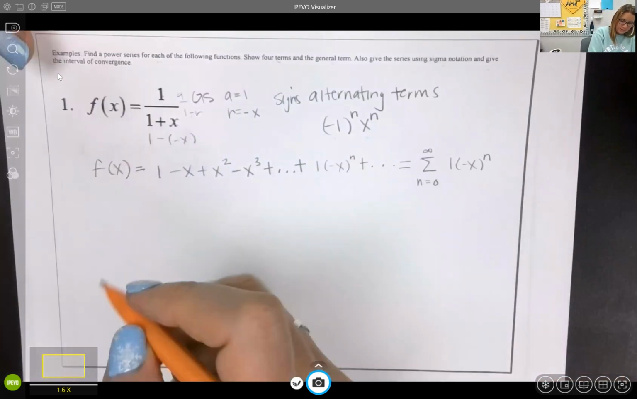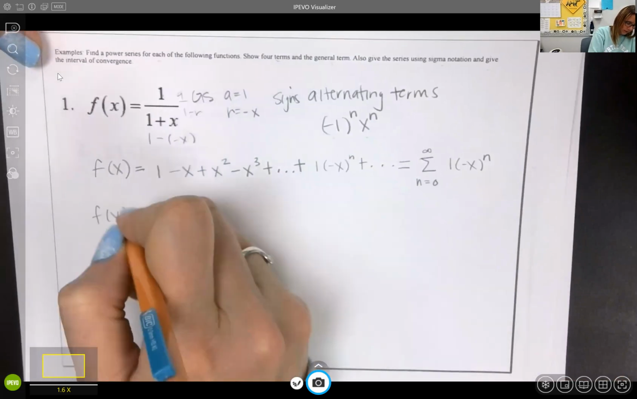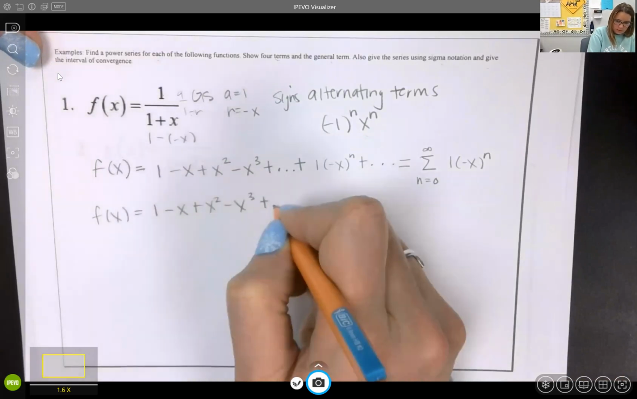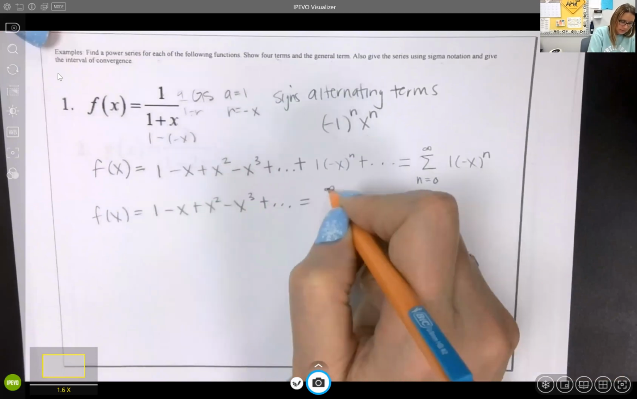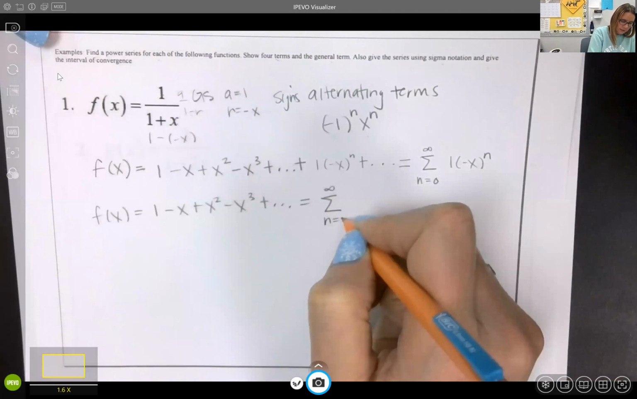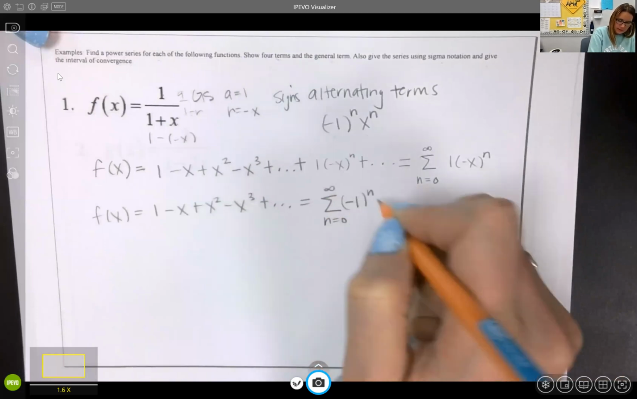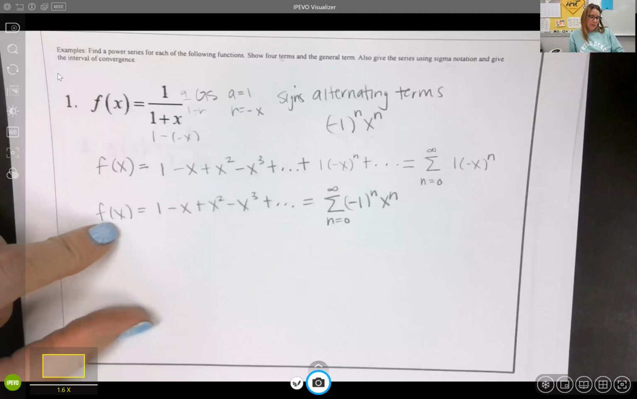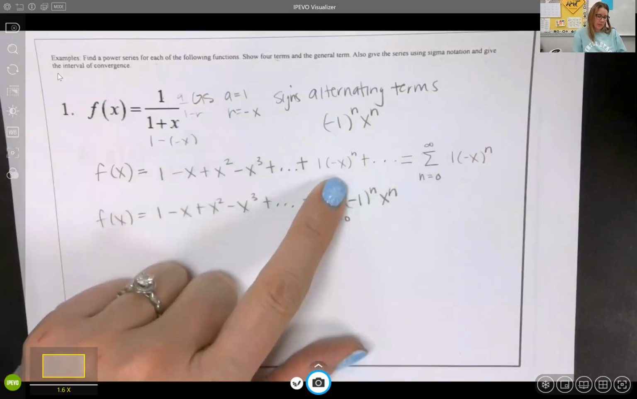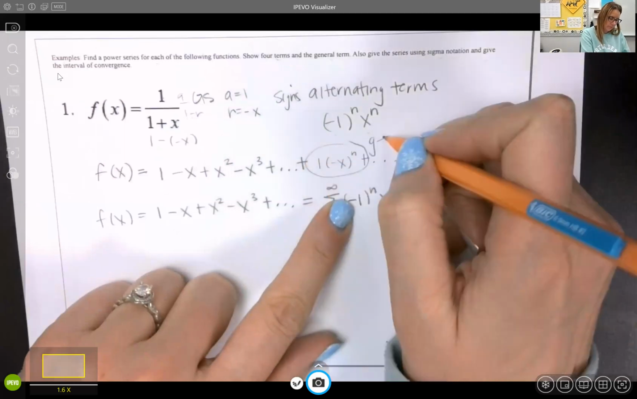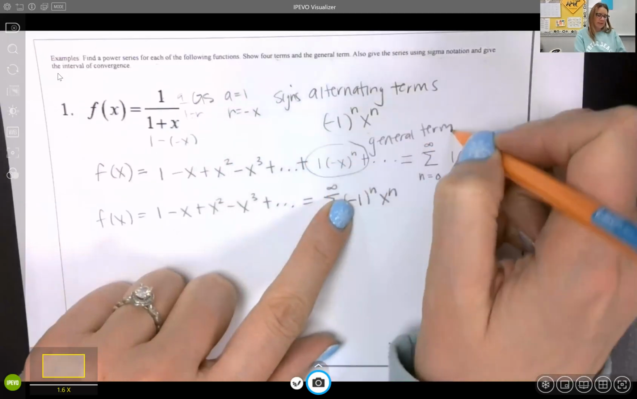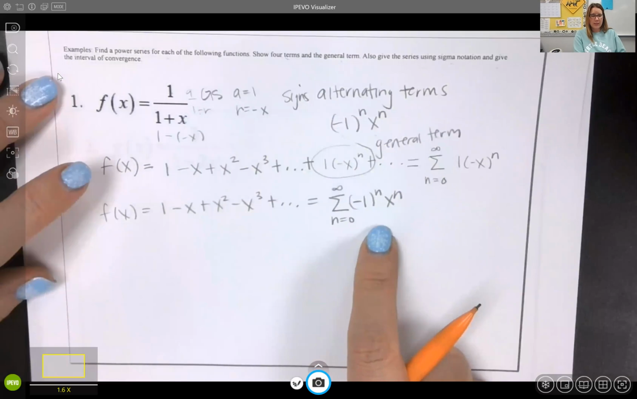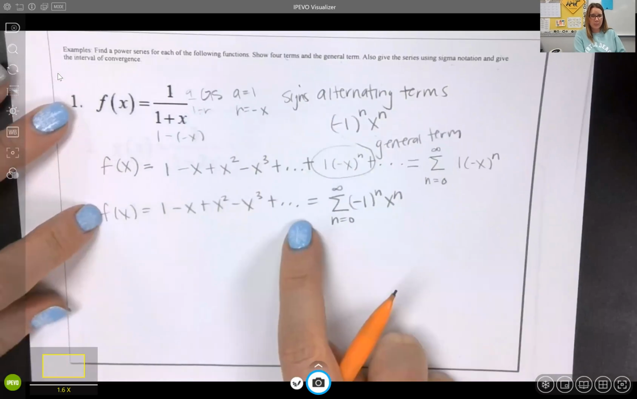Okay, so if I write this out, I'm going to end up with the sum of negative 1 to the n and then X to the n. Either one of these is correct. It did ask for the general term, so that's why I put the general term right here. This is our general term. But because we're writing sigma notation, we are also writing the general term. So you could write it like this one and save a little bit of writing, but this is preferred.